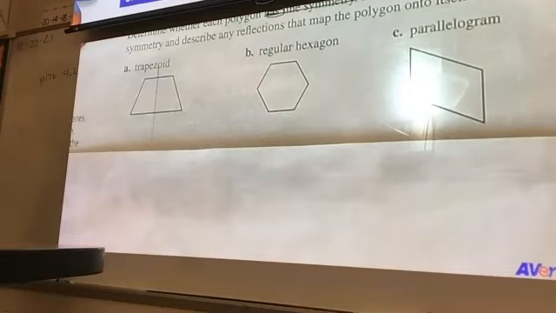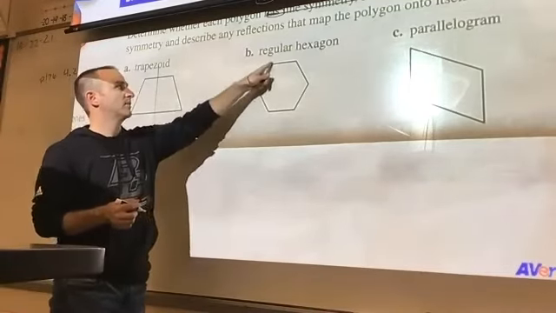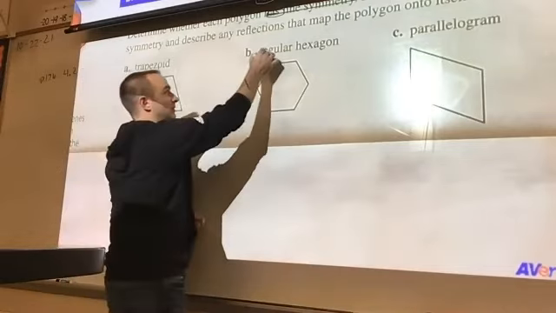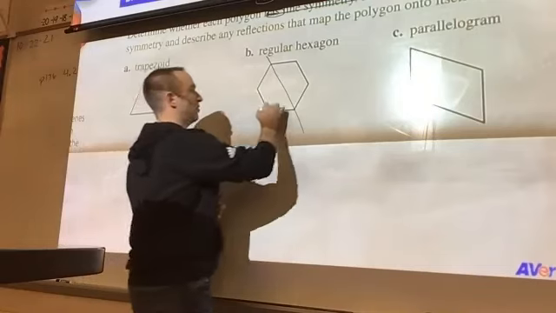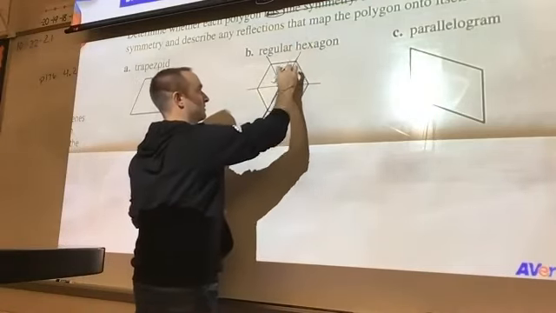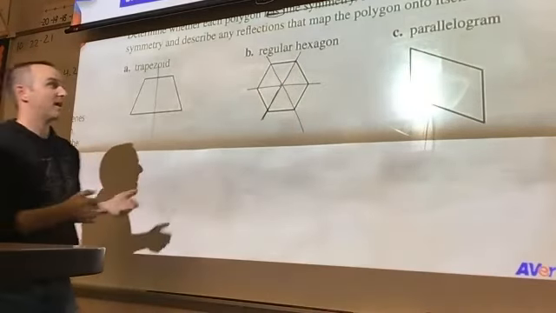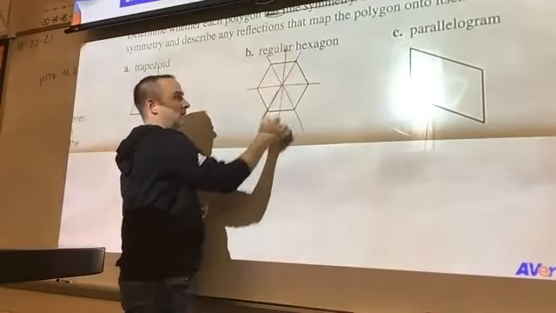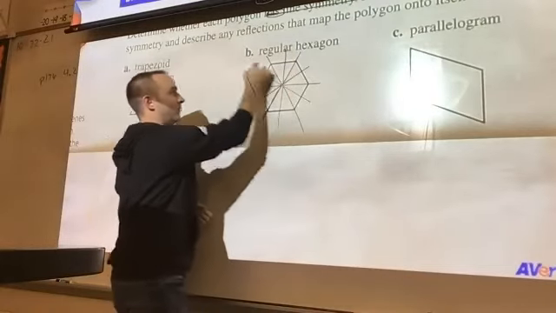How about for a regular hexagon here? Ava? Six. Because we can cut through each vertex. If we draw it through the vertex, we know that that's the same on both sides. And we can do that 2 other times here. So there's 3. And then I can also cut it down the middle, and the 2 halves are going to be the same. So I can do that there, there, and there.